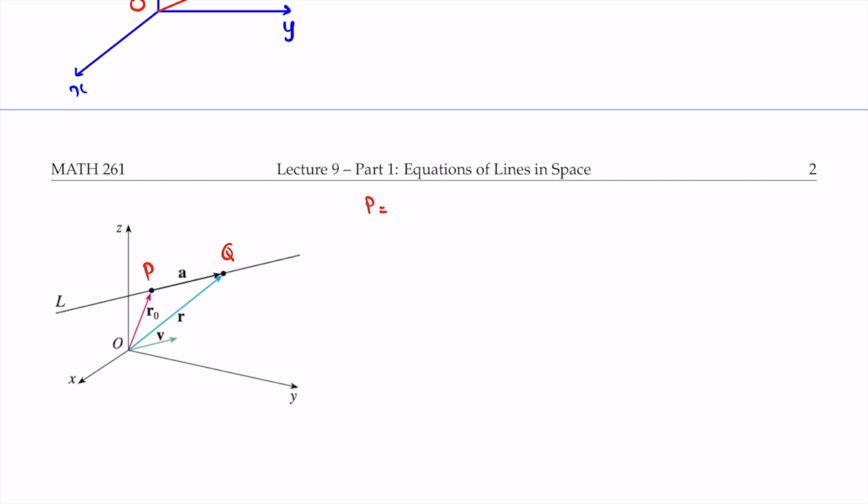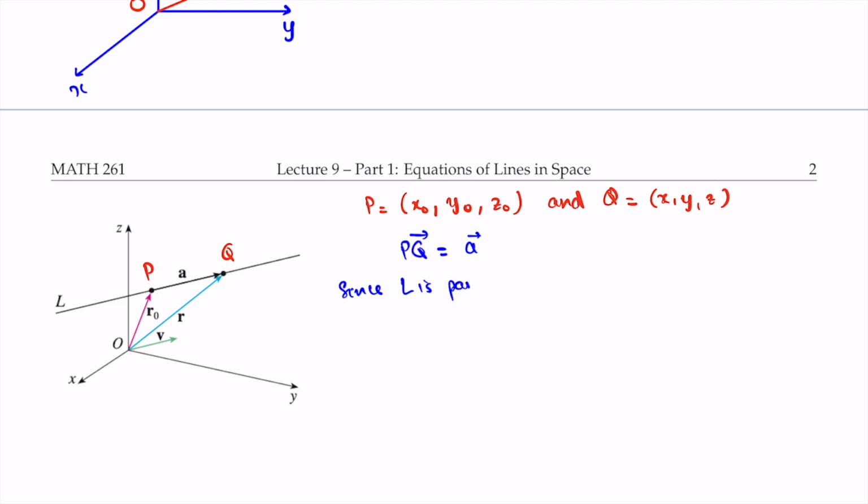Here I denote that P is equal to (x0, y0, z0), and Q is going to be (x, y, z). These 2 points again are on the line L. If you form a vector from P to Q, that is, P is the initial point and Q is the terminal point, I have a vector PQ, or I have the vector a. As mentioned before, the line L is parallel to the vector v. And therefore, since L is parallel to v, which is an assumption that we have to make, v is the direction vector of L.